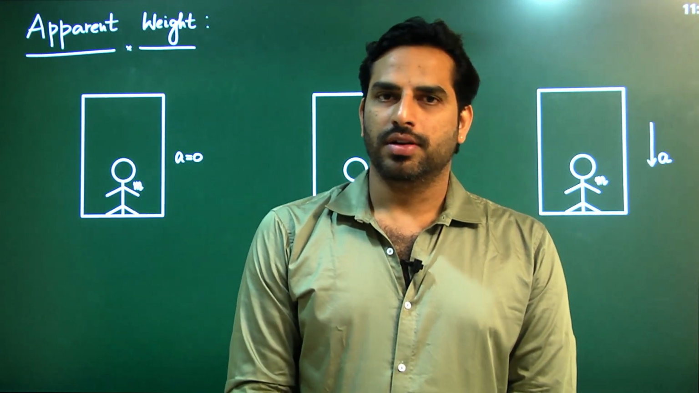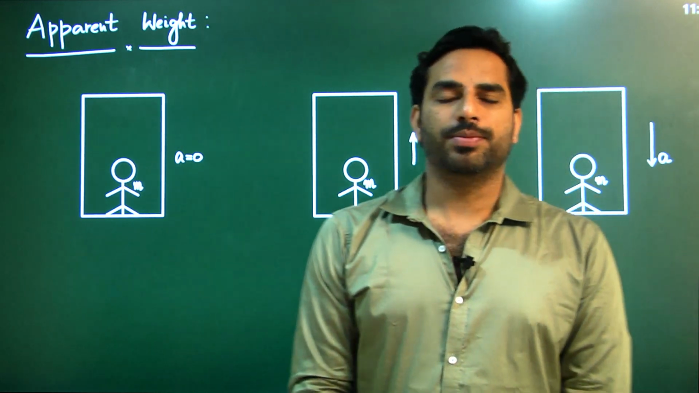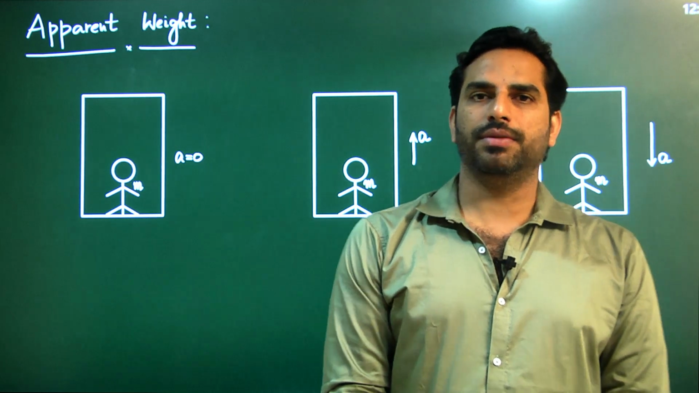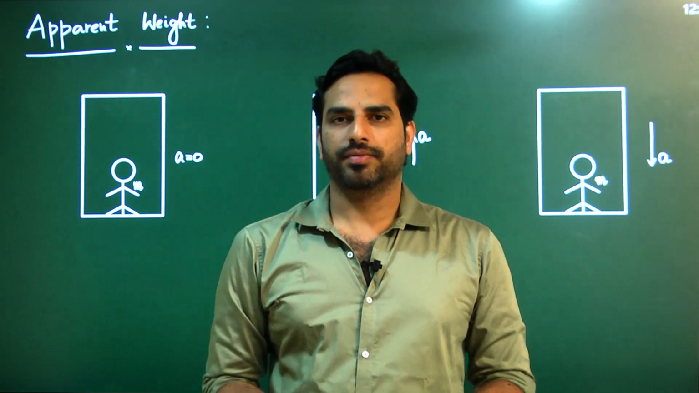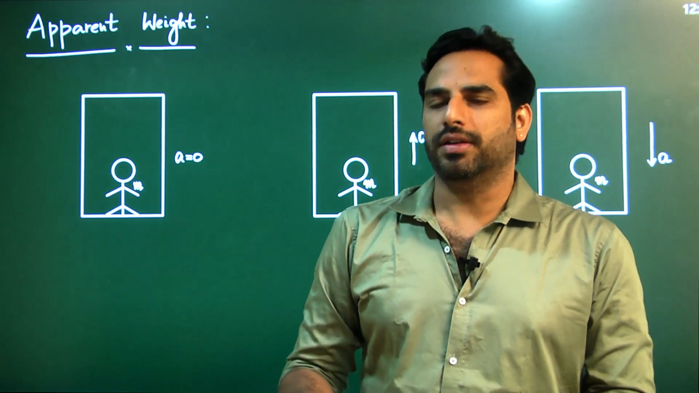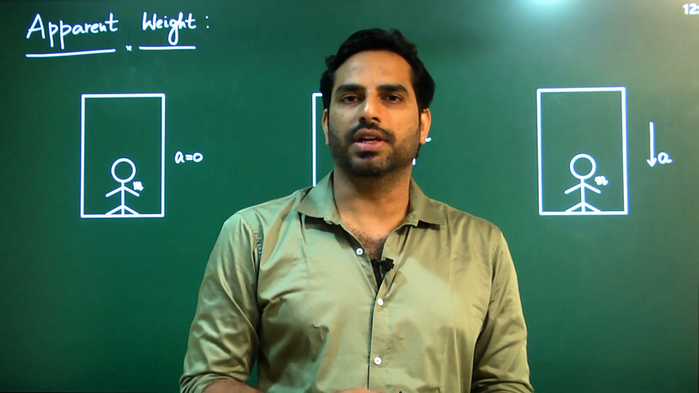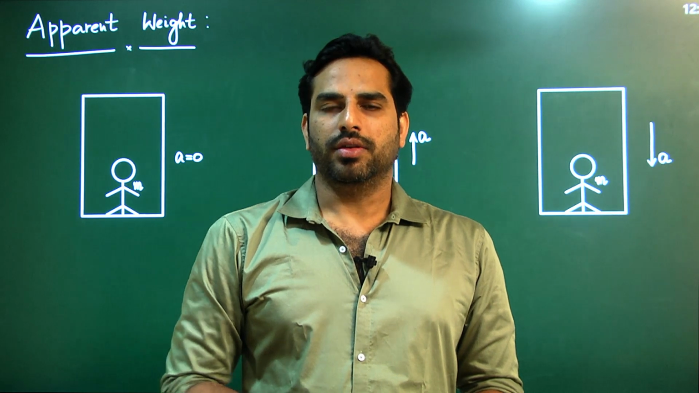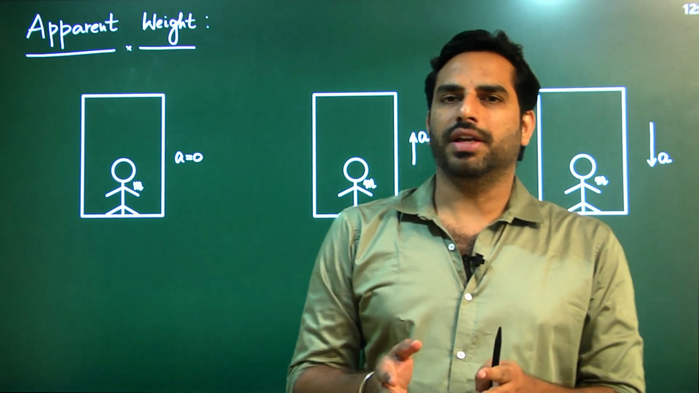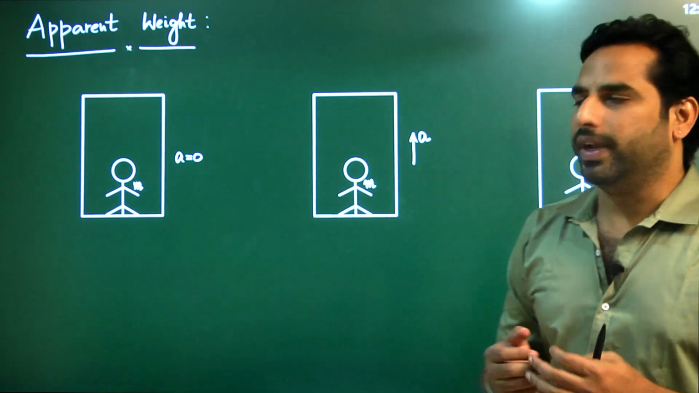In this video, we'll try to understand the concept of apparent weight. Most of the students are confused between mass and weight. When you stand on a weighing machine to check your weight, which is a term we regularly use in our real life, it shows a reading like 60 kg or 70 kg. So that 60 or 70 kg is your mass, but not weight.